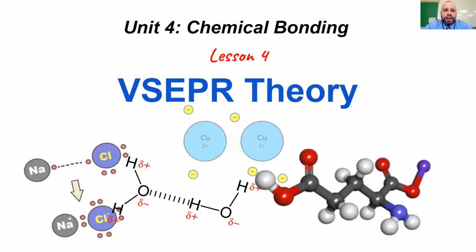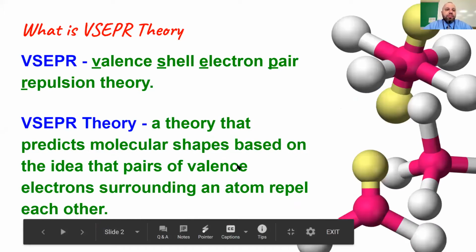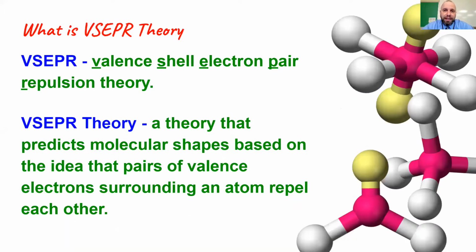Today we're going to talk about lesson 4 in unit 4, chemical bonding, which is on VSEPR theory. And if you could look at the first slide here, it says VSEPR stands for the valence shell electron pair repulsion theory. And basically it is a way of explaining the shapes that molecules will take based on the arrangement of their electron pairs around a central atom.